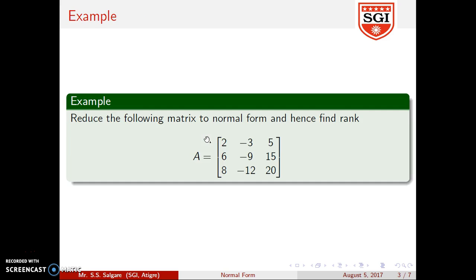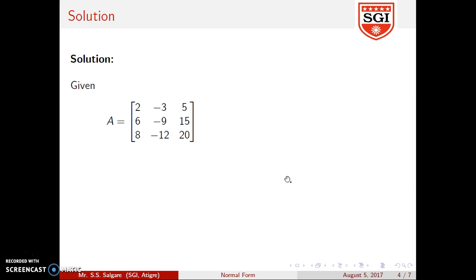Here I will explain one example of how to find the rank of a matrix by normal form. Suppose A is a matrix of order 3 by 3. By reducing this matrix A to the normal form, we have to find the rank. Now first start with the given matrix.